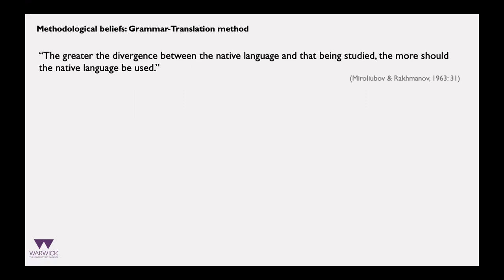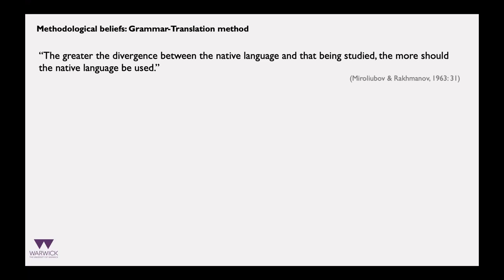But their big argument was that if there is a divergence between the native language, i.e. Russian, and that being studied, i.e. English, then there should be more native language used. So they looked at, say, the United Kingdom and said, well, there's similarities between French and English, so it's okay to use just French in the classroom. The differences between Russian and English are so great. English must be used. It must be used to compare things, to translate things, to look at how things work in completely different ways. If I want to say this in Russian, well, I have to say it like this in English.